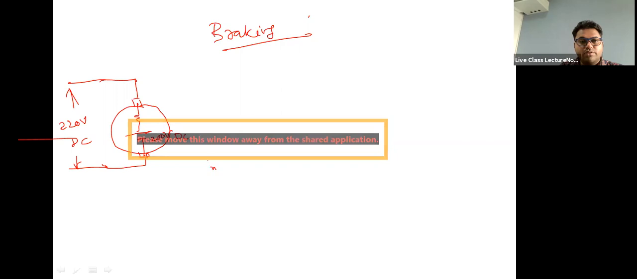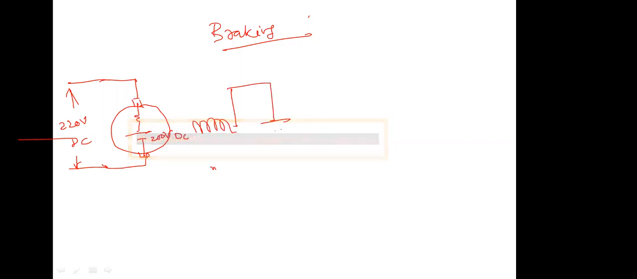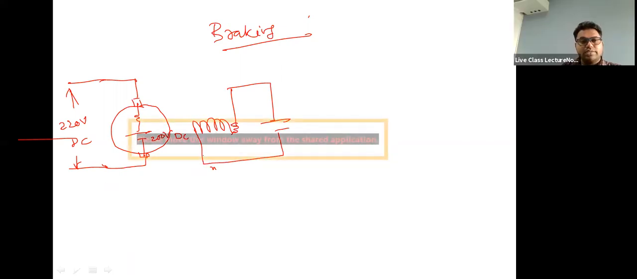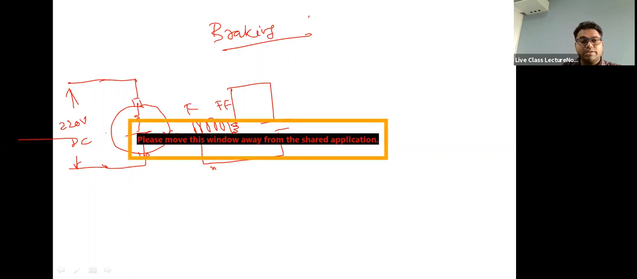Okay. So what I was talking of, we are talking of the separately excited motor. So this was the separately excited motor, which was having a resistance. Now, say this separately excited motor, this field resistance is constant. This field intensity is constant. Now this is 220 volt DC. Now I want to brake it. What will I do? First of all, I will get this power out.